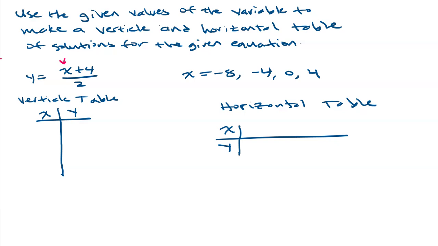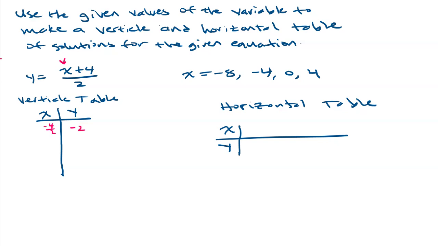It's going to give us -4. So -4 divided by 2 will give us -2. Let me do that again. So again, -8 plus 4 is -4, and then divided by 2 will give us -2.